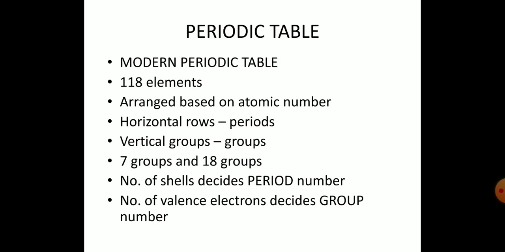The number of shells, or orbits, decides the period number, and the number of valence electrons decides the group number. Period number is the row number: first row, second row and so on. It is decided by the number of shells: first shell, second shell, third shell. Now, how will you decide the group number? In the same way, we consider the number of valence electrons to decide the group number.